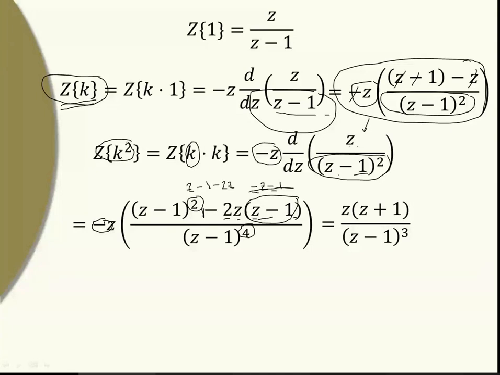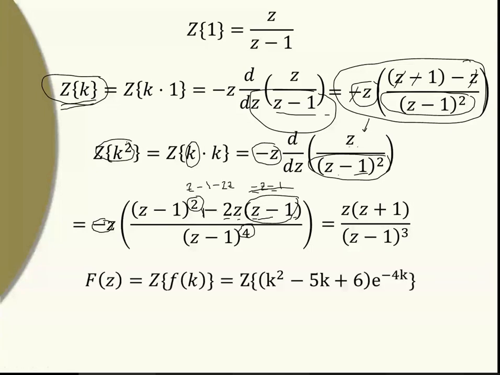And now take the original function. What is the original function? K square minus 5k plus 6 e raised to minus 4k. Okay. Now we can split it and we can use the formula a raised to k into f of k. A we can take as e raised to minus 4. And if we have a raised to k into f of k, wherever z is there, we have to replace it by z by a, using the first property.